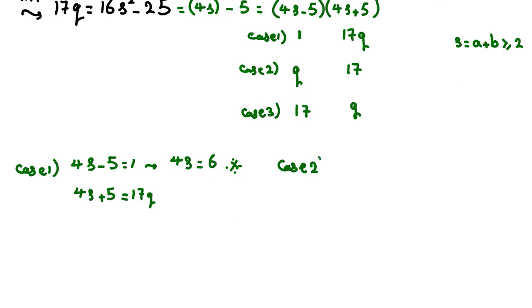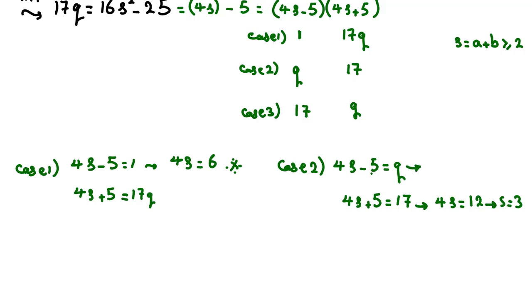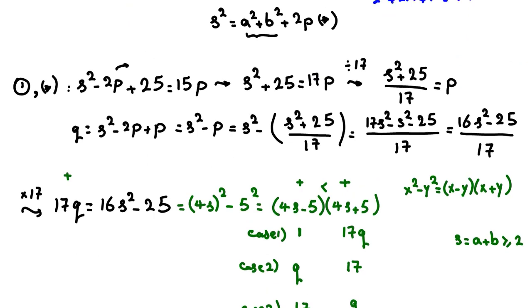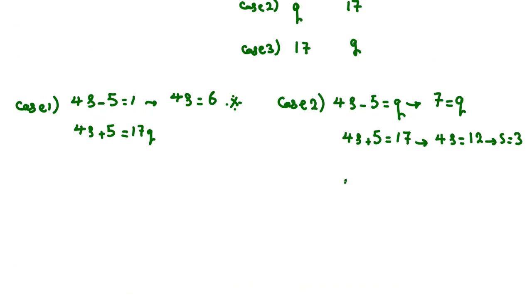If you consider case number 2, 4s minus 5 is q, and 4s plus 5 is 17. If we subtract 5 from both sides, 4s equals 12, so s equals 3. And if we check 4s minus 5, it's 4 times 3, 12, minus 5, 7. So 7 equals q, so our prime number q is 7. Also, we knew that p is (s squared plus 25) over 17, the product.